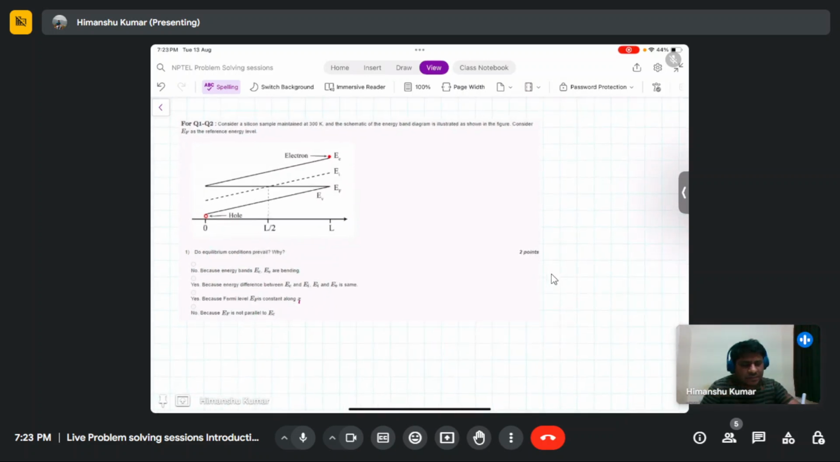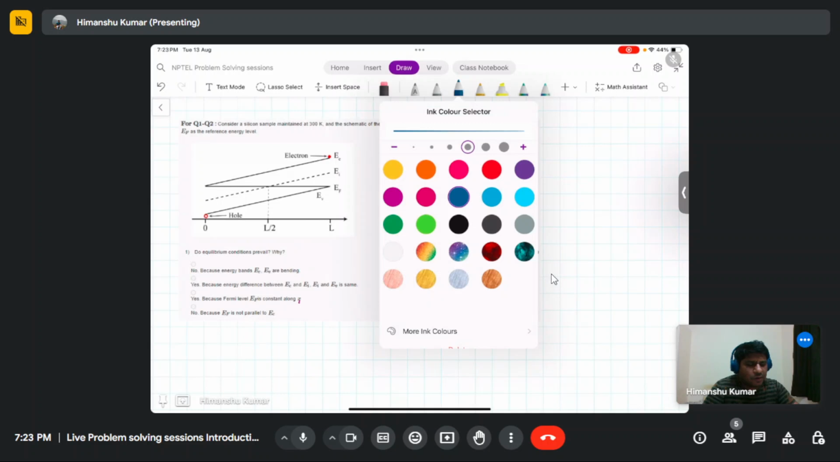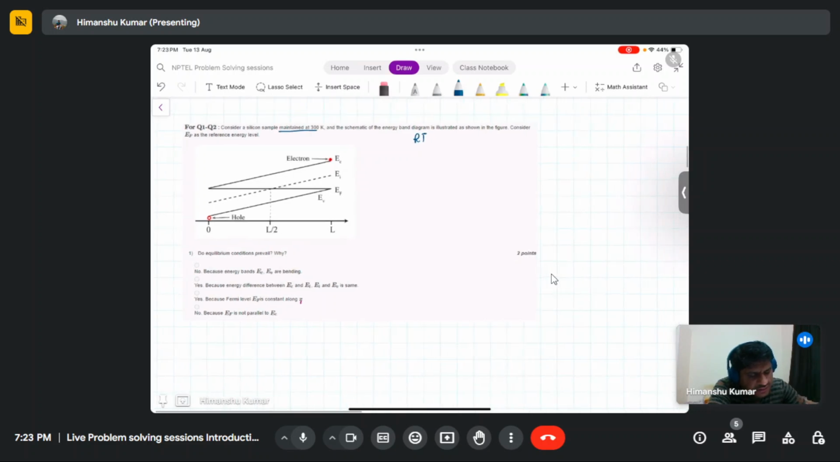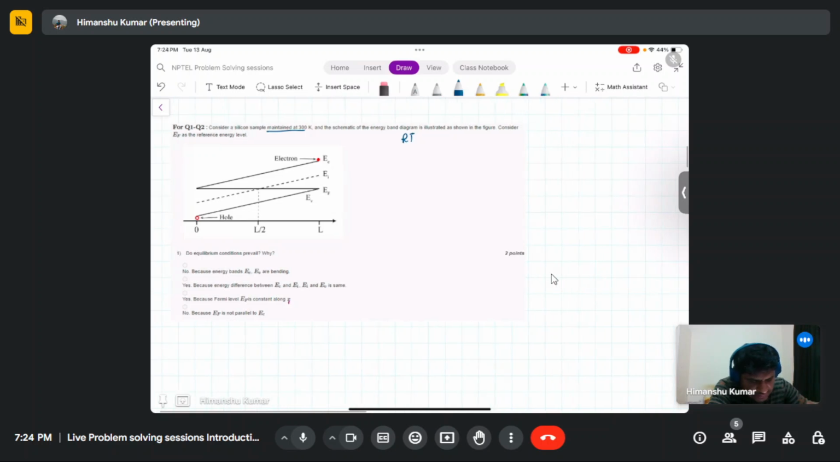The first problem is one of the GATE problems. Consider a silicon sample maintained at 300 Kelvin, so this is operating at room temperature, and the schematic of the energy band diagram is illustrated as shown in the figure. Consider EF as a reference energy level.